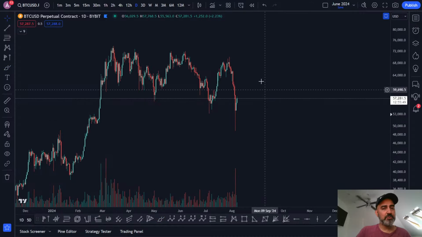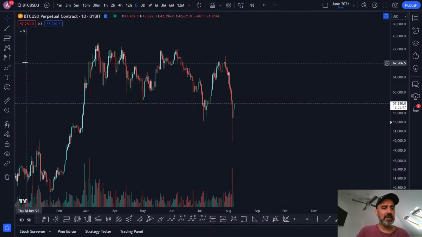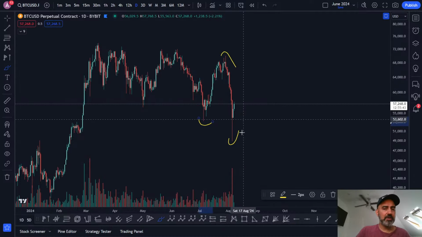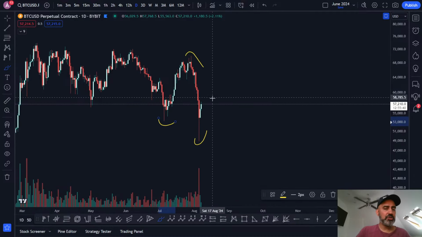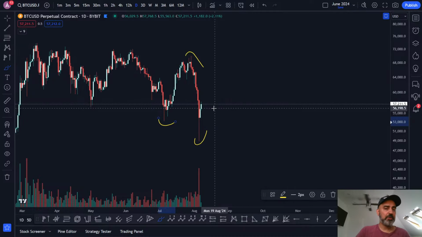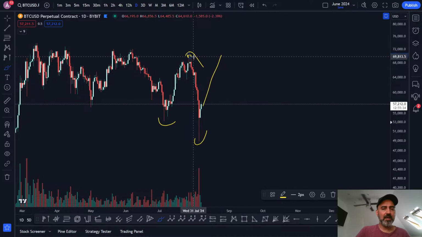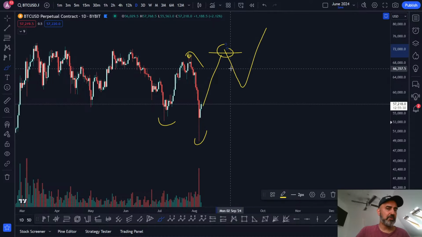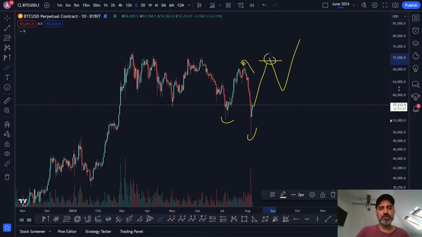Nothing's changed as far as what needs to happen on the higher time frame. You've got a lower low, a lower high, a lower low, a very wide range, and technically it's not bullish. For this to become bullish, you need to go up and take that high, put in a higher low, and then take out the new high. That becomes bullish.